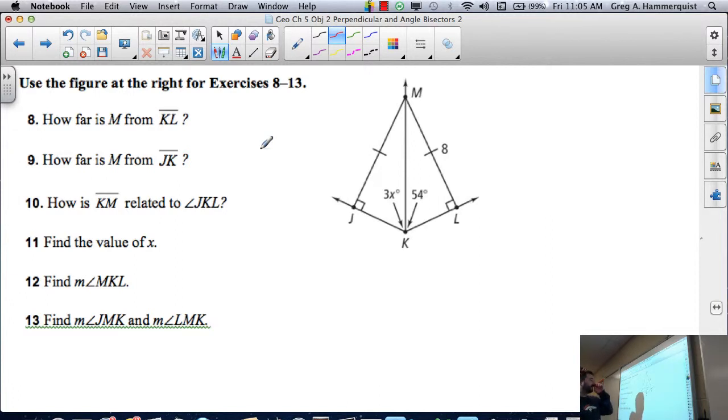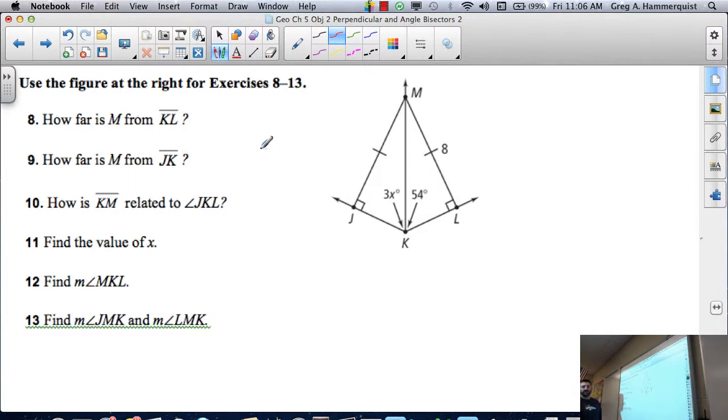All right, so one last problem to look at here. We're going to buzz through this pretty quick so we can keep the time short. We got about 6 questions to answer based on this drawing here, and we can take a look at all the different things we have. But let's start with this first one here. How far is M from KL?